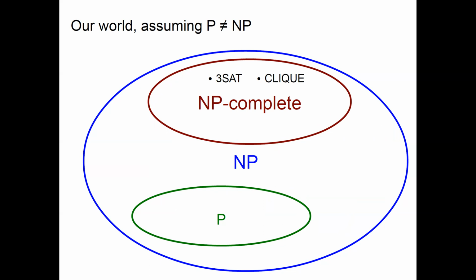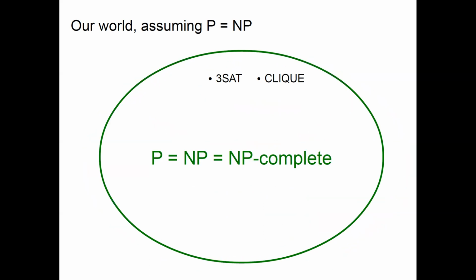However, we don't know if this is true. It's quite possible that our world is like this, that everything is equal: P is equal to NP is equal to NP complete. And it would be a strange and fantastic world. But we don't know how to rule it out.